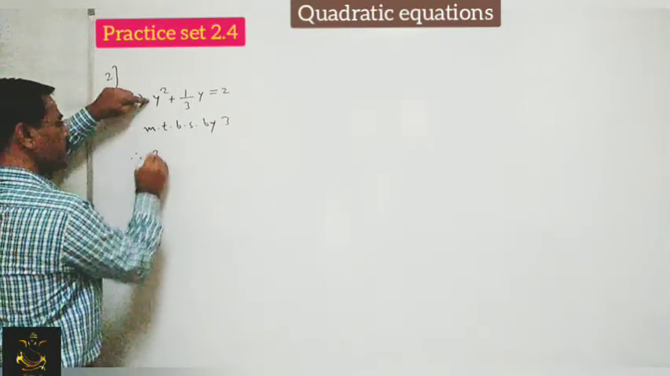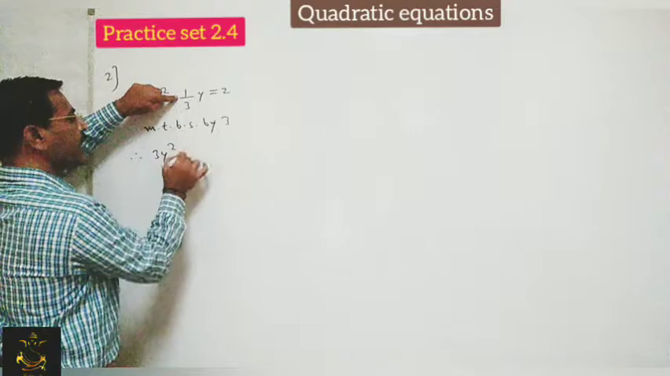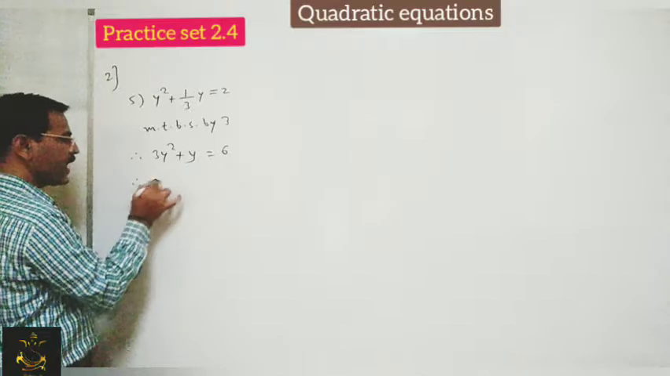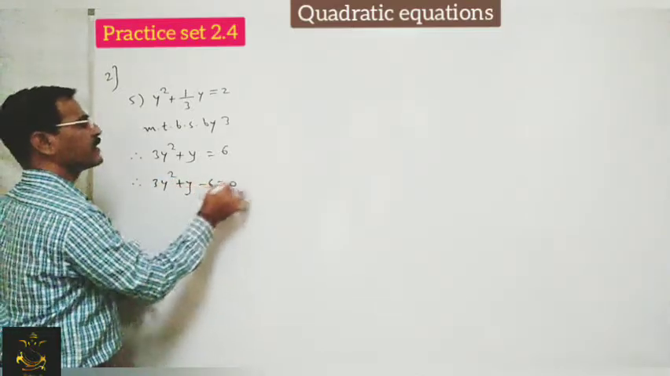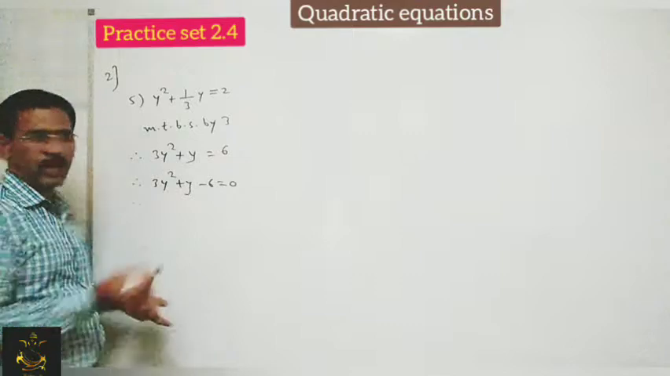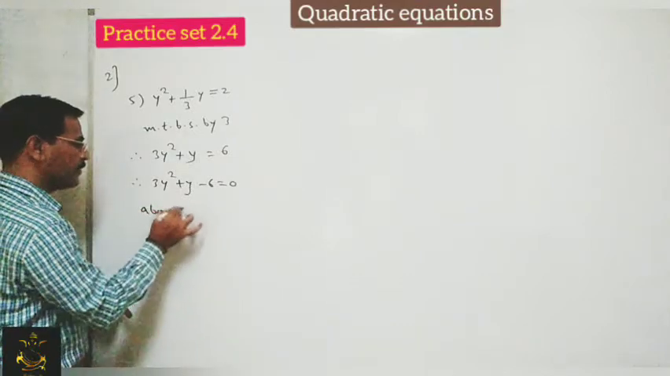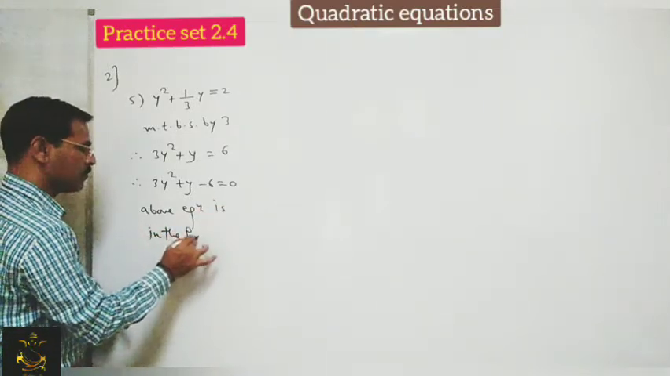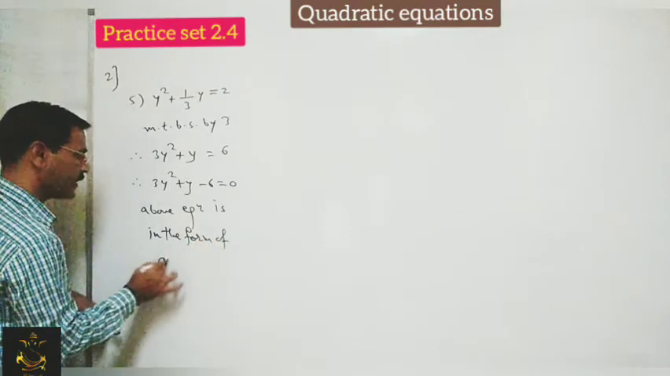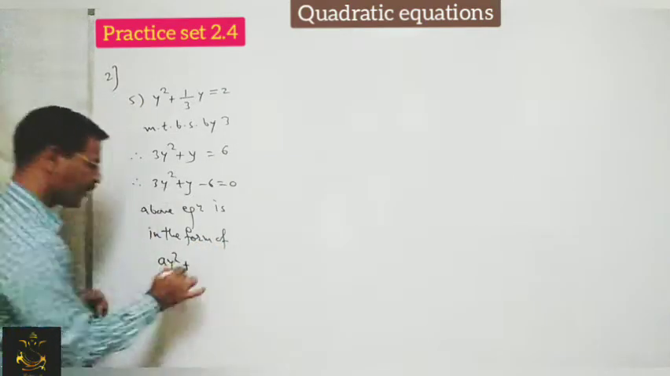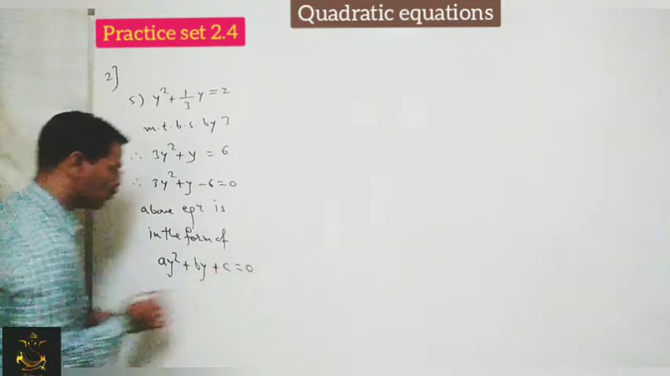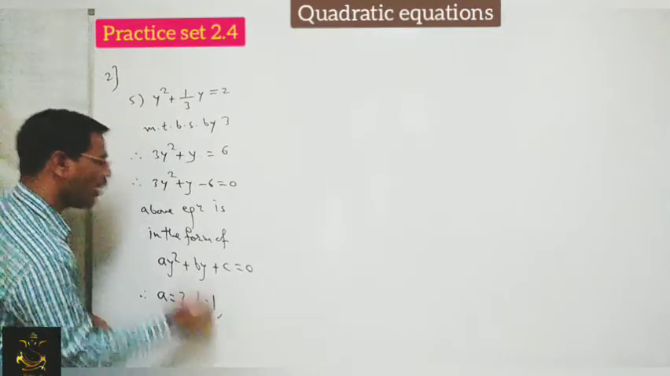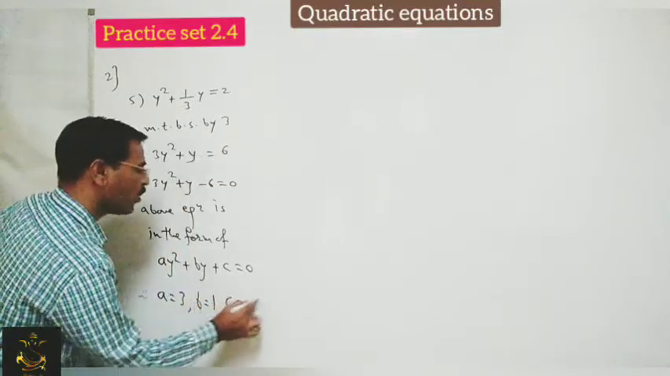What will we get? 3y squared. Here 3 gets cancelled, only y. Multiply by 3 here, this is 6. So take that 6 to this side: 3y squared plus y minus 6 equal to 0. Now it is in need form. Okay, so the above equation is in the form of ay squared plus by plus c equal to 0, where the variable is y. Now compare: a is 3, b is 1, nothing is there so 1, and c is minus 6.